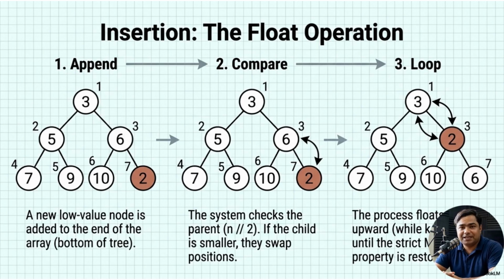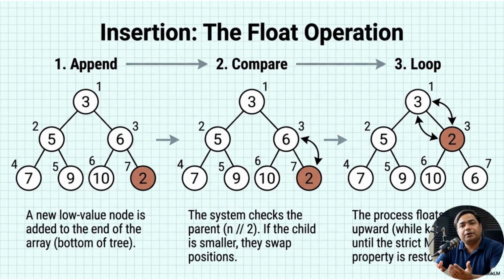After swapping, we again compare the new position with its parent. If the value is still smaller than the parent, we swap again. This continues until the value reaches the correct position. In the example, value 2 floats upward until the min-heap property is restored. So insertion starts at the bottom and moves upward. The time complexity is O(log n) because the height of a complete binary tree is logarithmic. We do not compare with every element. We only move along one path from bottom to root.